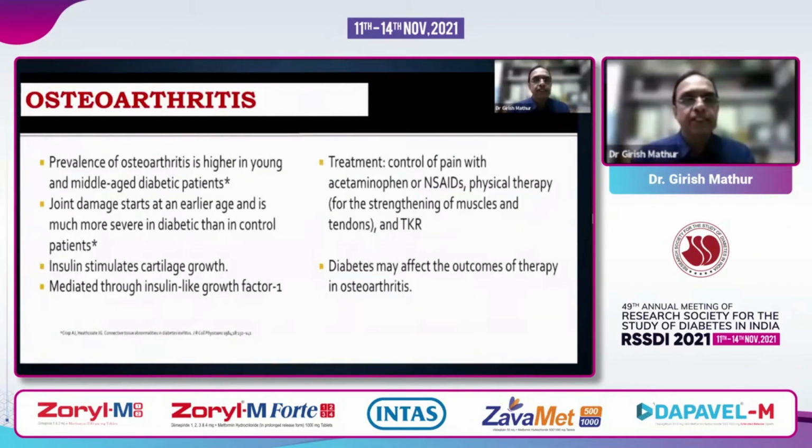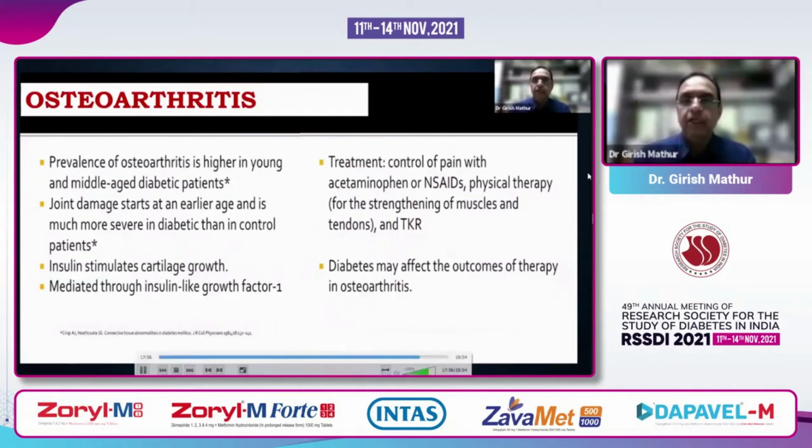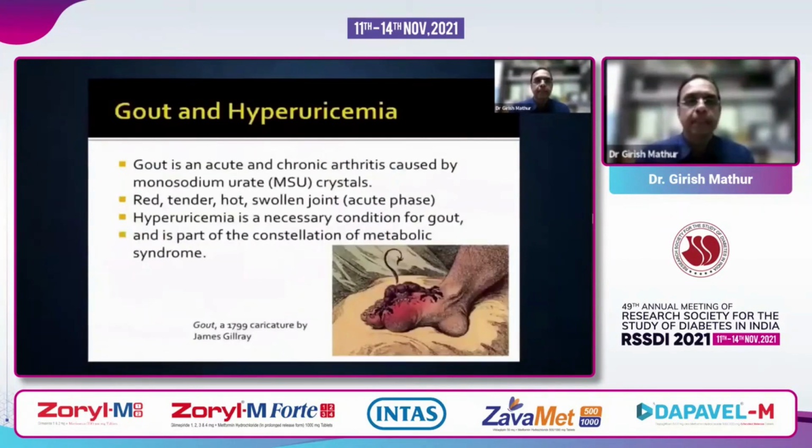Prevalence of osteoarthritis is higher in young and middle-aged diabetic patients. Joint damage starts at an early age and is much more severe in diabetes than in controlled patients. Insulin stimulates cartilage growth. It is also mediated through insulin-like growth factor 1. Treatment consists of NSAIDs, physiotherapy, and a total knee replacement in severe cases.